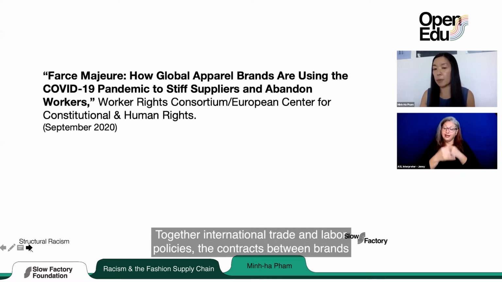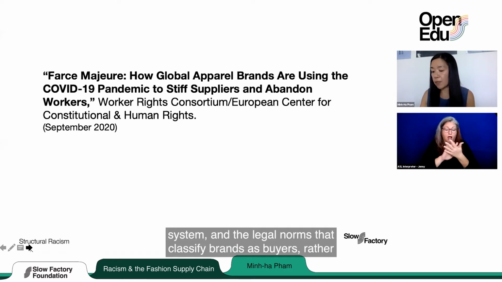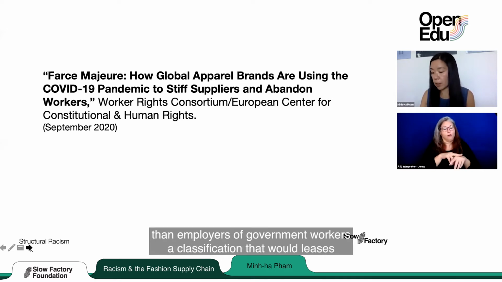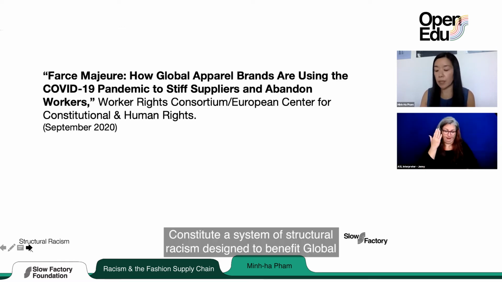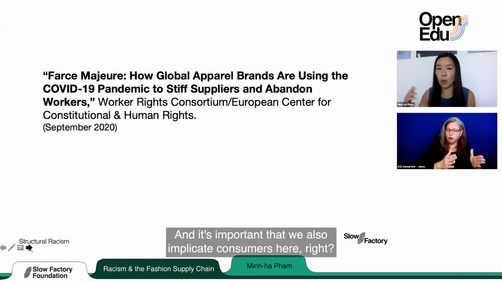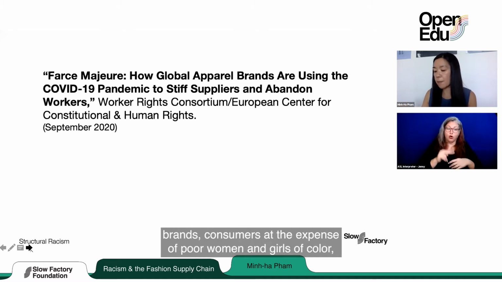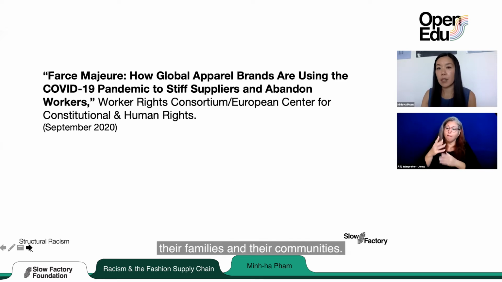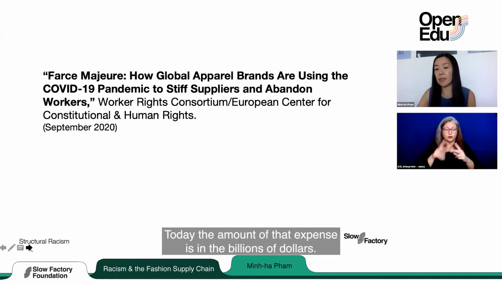Together, international trade and labor policies, the contracts between brands and suppliers, as well as fashion's long and convoluted subcontracting system, and the legal norms that classify brands as buyers rather than employers of garment workers, a classification that releases brands' liability to their suppliers, constitute a system of structural racism designed to benefit global North brands and consumers. And it's important that we also implicate consumers here, right? That the system is designed to benefit global North brands and consumers at the expense of poor women and girls of color, their families, and their communities. Today, the amount of that expense is in the billions of dollars.